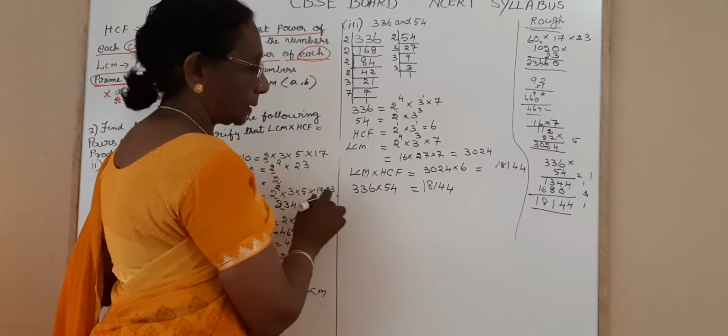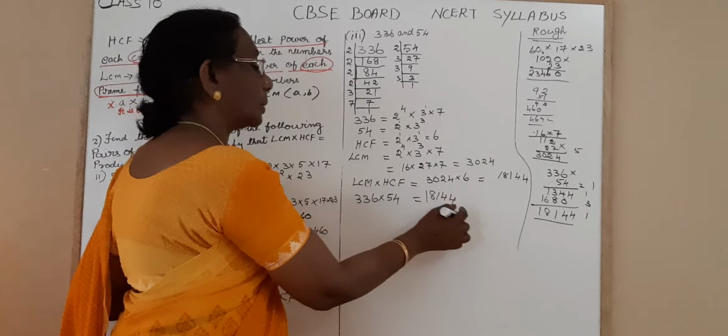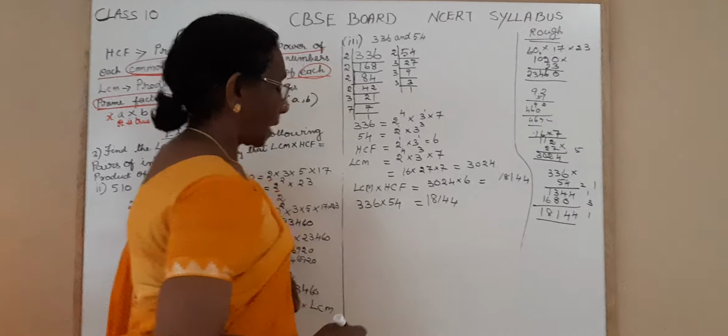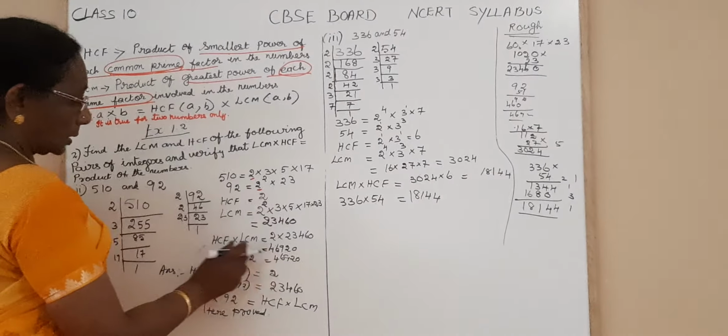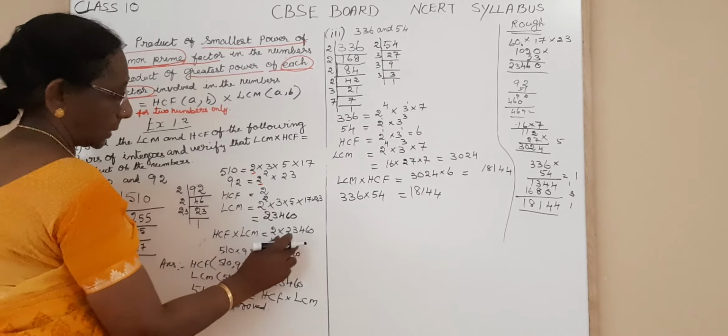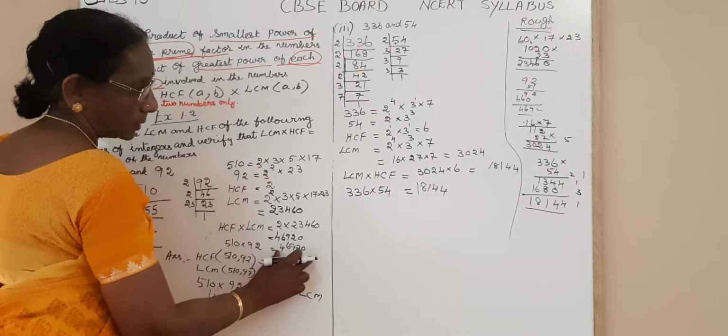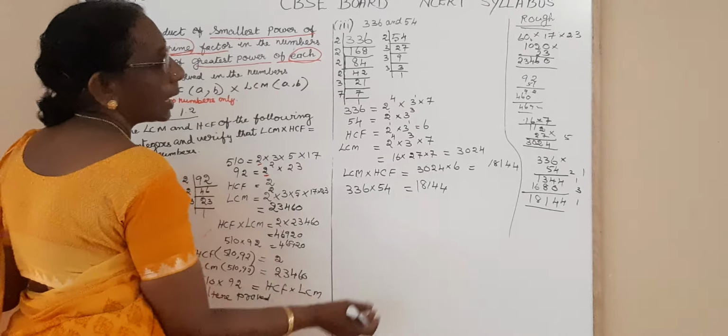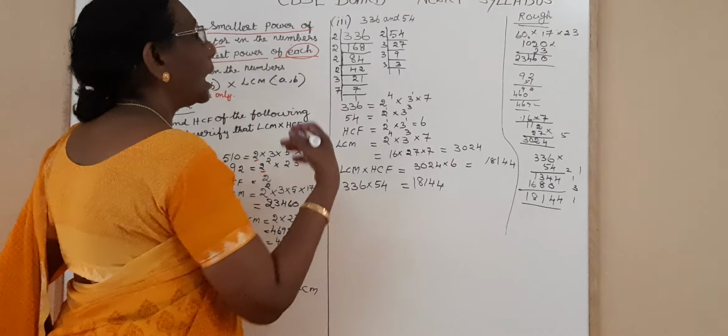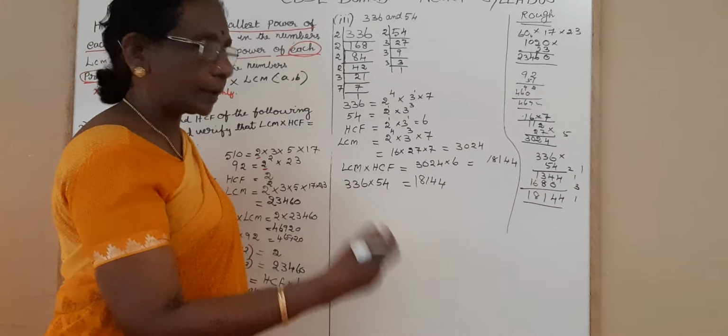Okay. So now you have found what? LCM into HCF is equal to product of the numbers. Both are same. Here also we got LCM into HCF is this number and product of the numbers is the same we got. So hence it is verified and our HCF and LCM are correct.